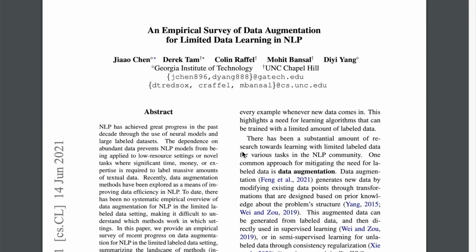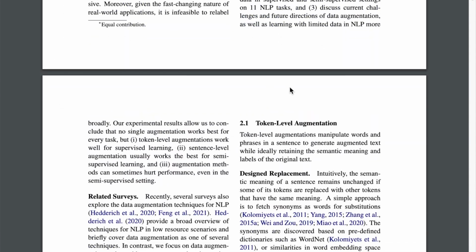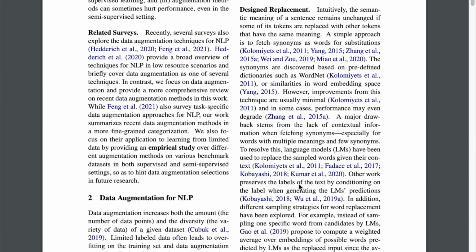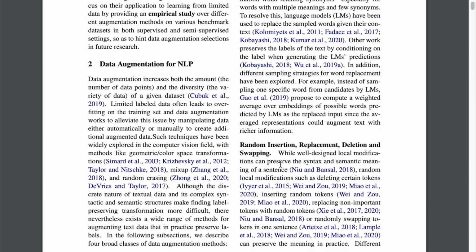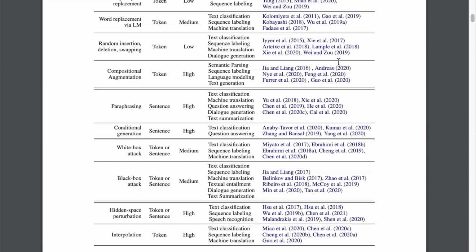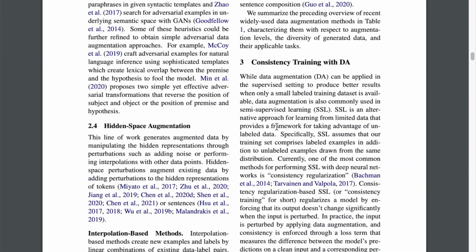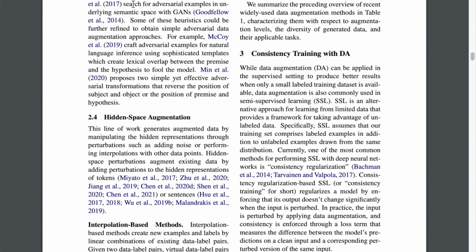Next up, we have a new survey on how data augmentation is being applied to natural language processing. The authors divide this into 4 high-level categories. Token level augmentation, where we replace words or tokens with random insertion, swapping, using dictionaries, or using language models to swap out these replacing tokens. Other ideas like sentence level augmentation, adversarial data augmentation, and hidden space augmentation. That's how they choose to organize all the different augmentations for text data.